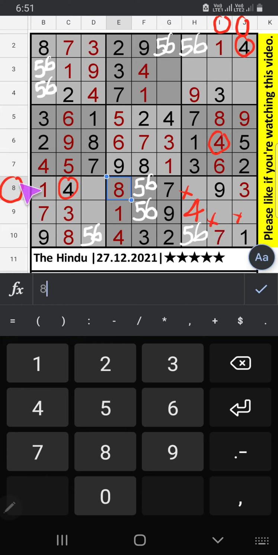In the 8th row we have 8, also in column I we have 8, then can't come in this cell. Then 8 will be confirmed here. In columns I and J we have 8, then can't come in these cells. Then 8 will be here. If 8 comes, can't come in this cell. 8 confirmed here.